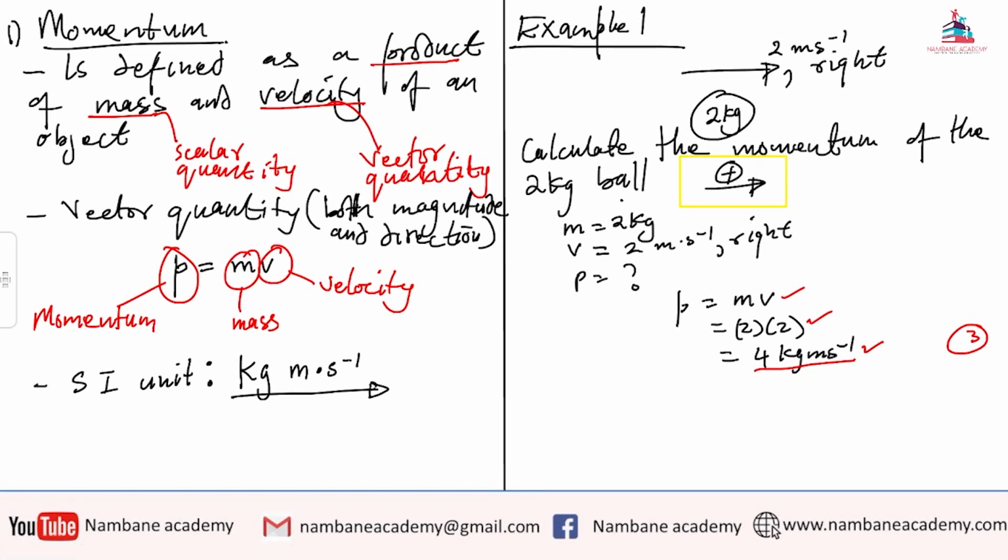But ladies and gentlemen, some people will get 2, some people will get 1. Why? Because of 1, incorrect formula, 2, incorrect SI unit, and also forgetting that in actual essence this is a vector quantity. So it being a vector quantity, it means I must also add direction to say it is moving to the right. Then I can get 3 over 3.